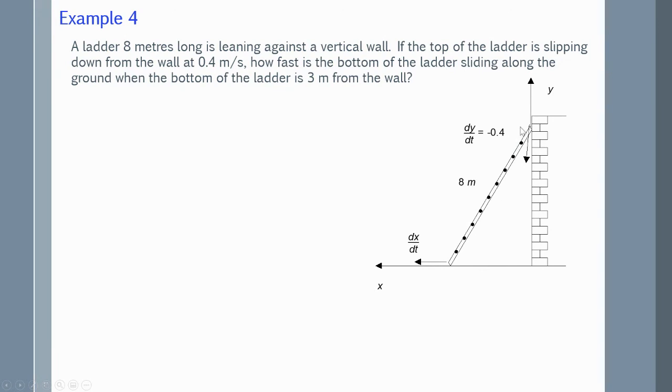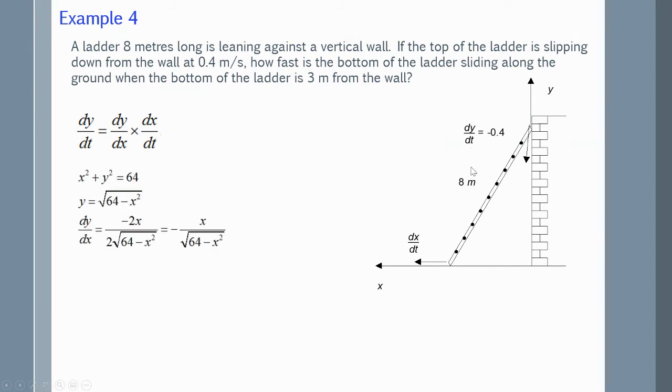Ladder problem. The ladder is sliding down the wall. So if y is getting smaller and smaller, x is getting bigger and bigger. We'll assume that the y-axis goes vertically up and the x-axis goes to the left. The related rates here need to connect y, x, and the length.